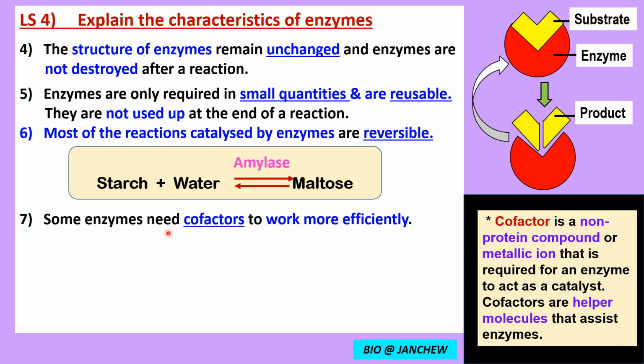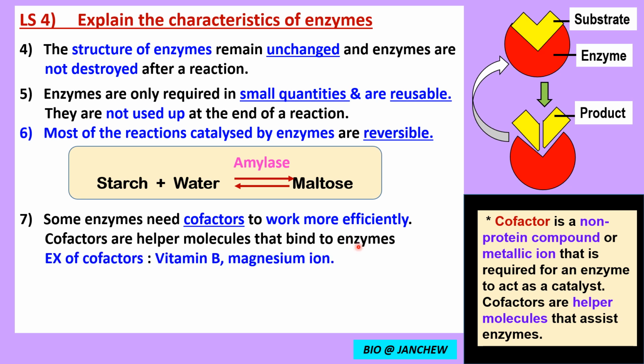Next, some enzymes need cofactors to work more efficiently. These cofactors are helper molecules that bind to enzymes in order to assist them in their enzymatic reactions. Examples of cofactors are vitamin B and magnesium ion. According to the definition, a cofactor is a non-protein compound or metallic ion, like magnesium, that is required for an enzyme to act as a catalyst. They are like helper molecules that assist the enzyme so that the enzymes can work more efficiently.